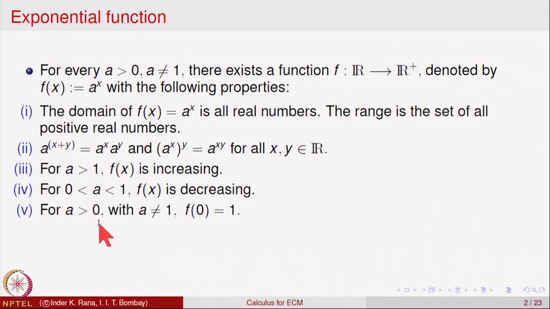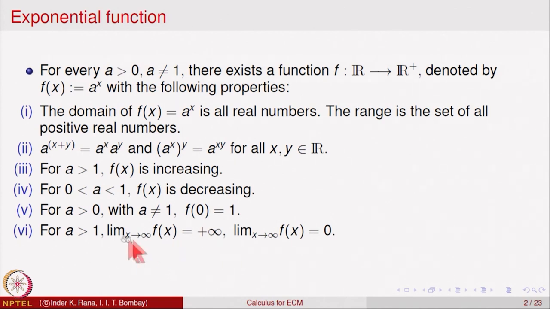For every positive real number a, not equal to 1, of course, f of 0 is equal to 1. That means what? That means 1 is a positive real number, and for this image, the pre-image is nothing but 0. So, 0 is mapped into 1, so that means a raised to power 0 is equal to 1 for every a.